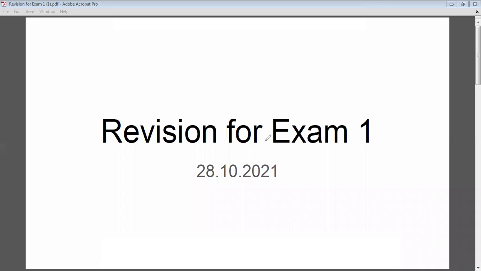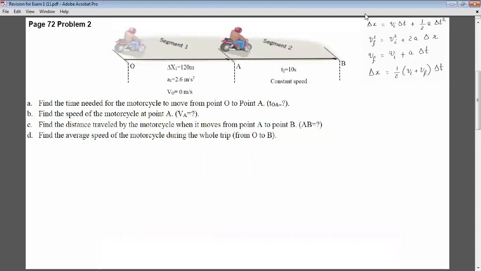Good morning. And in this session, I'm gonna make a small revision for exam one tomorrow. And exam one includes only chapter two, and that's motion in one dimension. This includes horizontal motion, free fall, and motion diagrams. Okay. So let's start with the horizontal motion exercise.